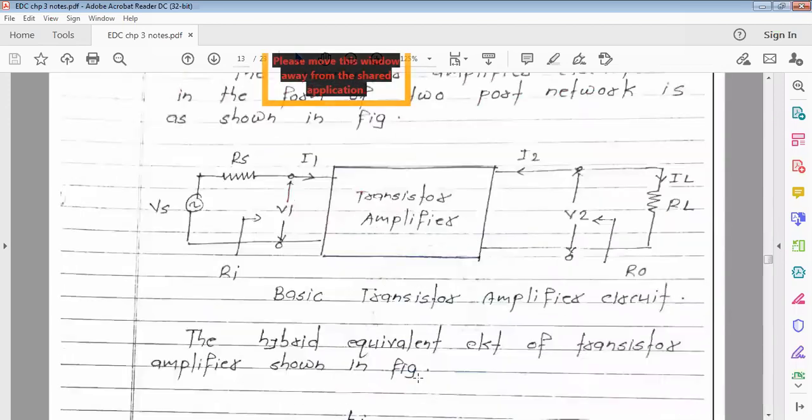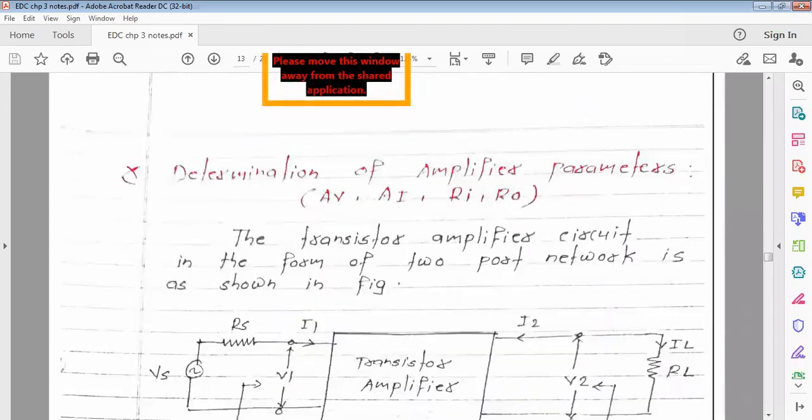See here, AV. A stands for gain. If it is AV, then it is called the voltage gain. If it is AI, it is the current gain. Then Ri, that is the input impedance, and Ro, that is the output impedance.